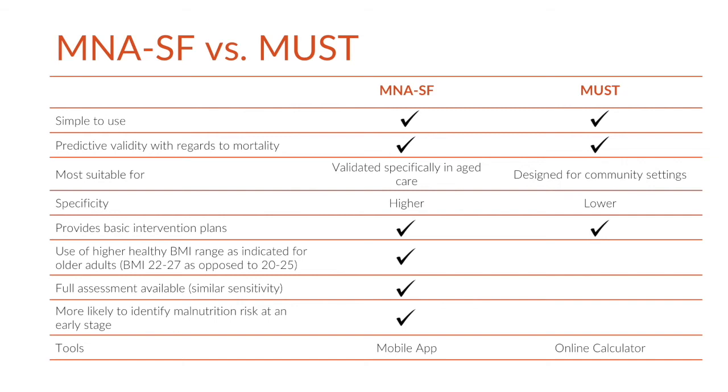You can download a mobile app to do the MNA-SF screening, and an online calculator is available for the MUST tool. With all of this in mind, both are valid screening tools and have their pros and cons, although we do recommend the MNA-SF for use in aged care facilities due to it being specifically validated in aged care, and it has the increased likelihood of identifying poor nutrition at an earlier stage.